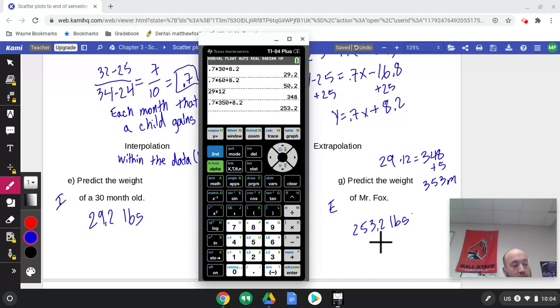So that is how we do that. If you have any questions about this, there is one more example in the packet. And if you'd like to see it, talk to me. I am happy to go through it with you.